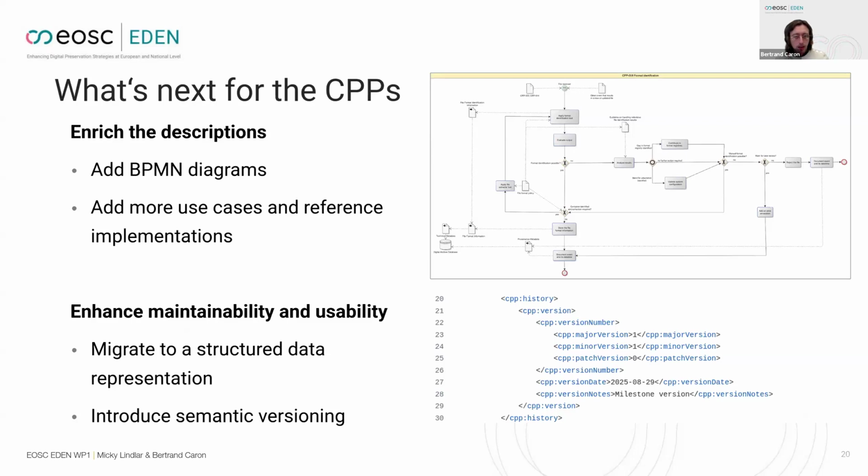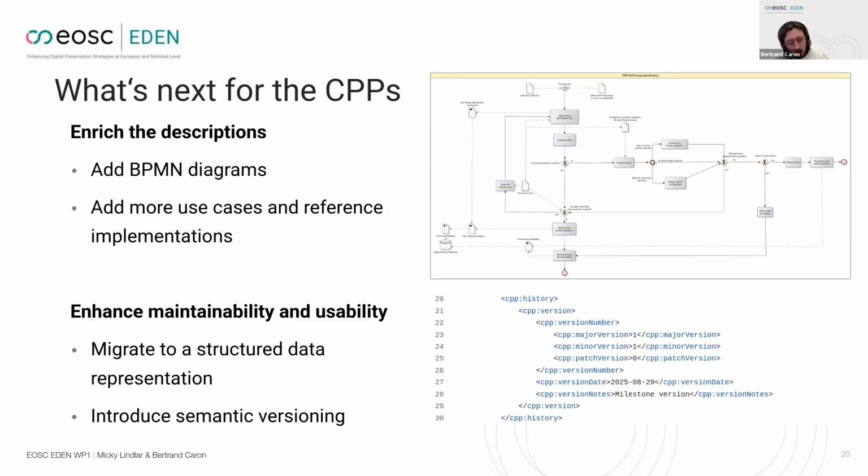So that might have some impact on the CPPs in the next months. What we want to do, and in this case, we will rely a lot on the input of the community. So please, if you're inclined to provide us use cases and reference implementations, possibly just in the form of a link to web pages or blog posts or conference papers, anything. We will integrate them into the next version of the CPPs.